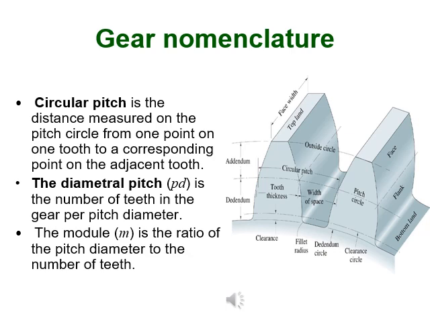Another one is the diametral pitch. Do not be confused with the pitch diameter. Diametral pitch, PD, is the number of teeth in the gear per pitch diameter. So you have to consider the diameter and also the number of teeth per pitch diameter. Then you have the module, M, which is the ratio of the pitch diameter to the number of teeth, so the diameter divided by the number of teeth. Previously we had the pitch diameter, which is different from the diametral pitch. The diametral pitch is about the number of teeth.